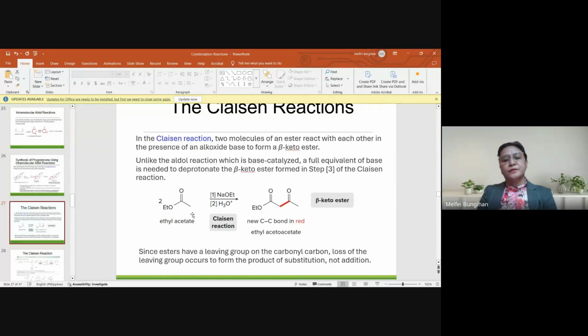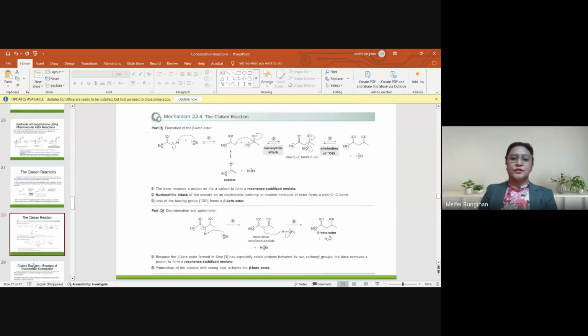Okay. So, for example here, your ethyl acetate via Claisen reaction, you still form the new CC bond, but you have here a keto at the beta position. So, since esters have a leaving group, now we have here part of the alcohol moiety. The loss of the leaving group occurs to form the product of substitution, not addition. Okay. So it becomes substitution. So let's see.